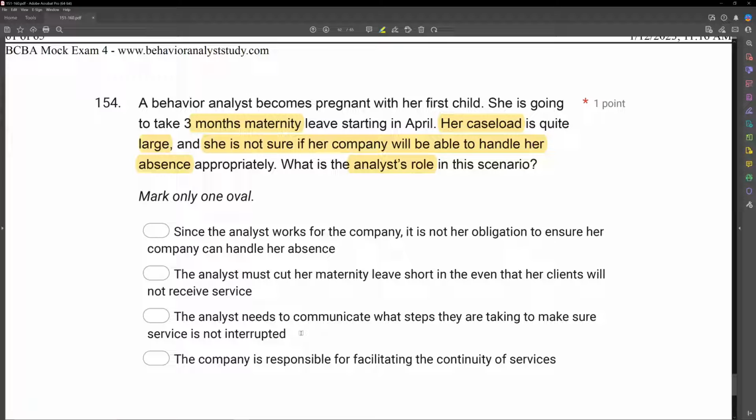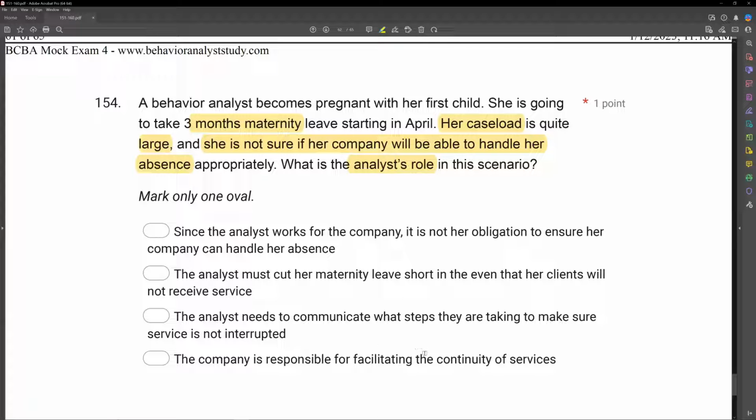But first and foremost, the analyst role, if you're going to take a leave of absence, if you're gone for an extended period of time, first and foremost, you need to communicate with all relevant parties that you are taking necessary steps ensuring service is not interrupted. And then D, the company is responsible for facilitating the continuity of services.